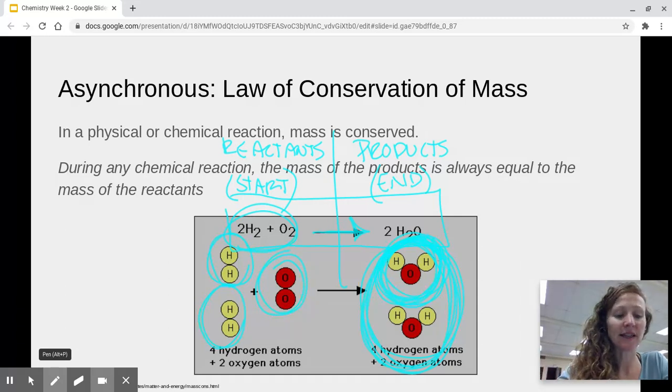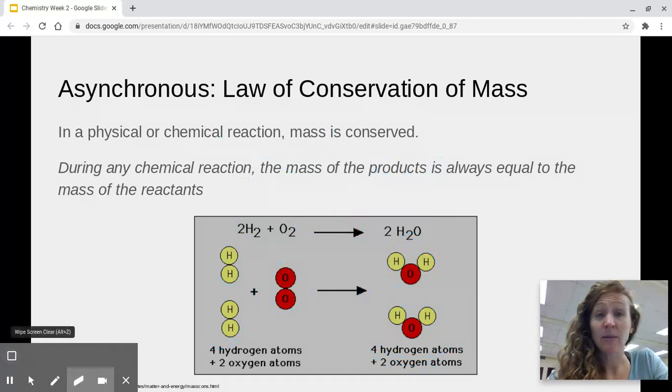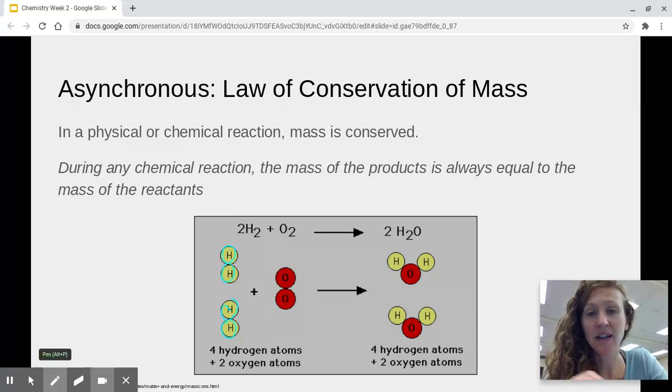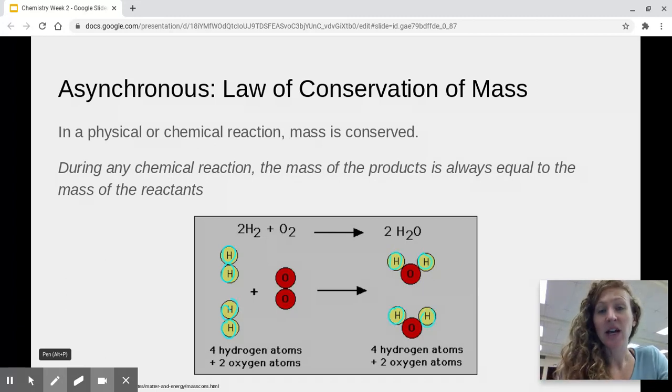So if we look at this example, and we look at the actual molecules in this sample, we can see the law of conservation of mass here. Notice in the beginning of our reaction, we start with 1, 2, 3, 4 hydrogens. In the end of our reaction, we end with 1, 2, 3, 4 hydrogens. We haven't created any new atoms. We haven't destroyed any hydrogen atoms.